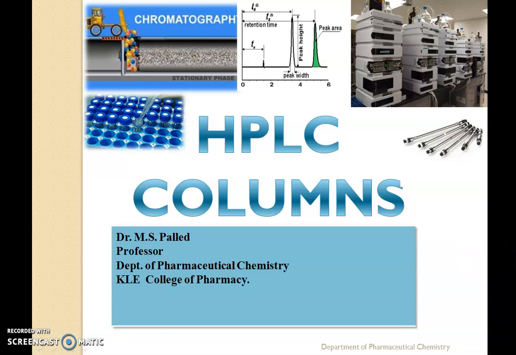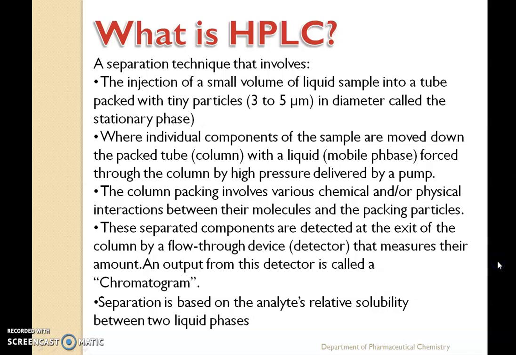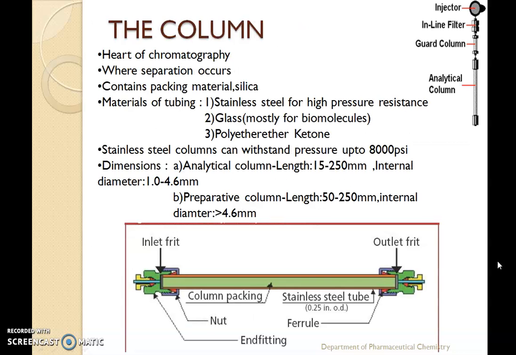So the column variations, as you all already know the term, what is HPLC. It's a very natural technique where the separations can be done by using different principles, and I don't want to elaborate on HPLC because it is a system. So today we'll see the column. As I told earlier, it is considered as the heart of the HPLC, where separation occurs.